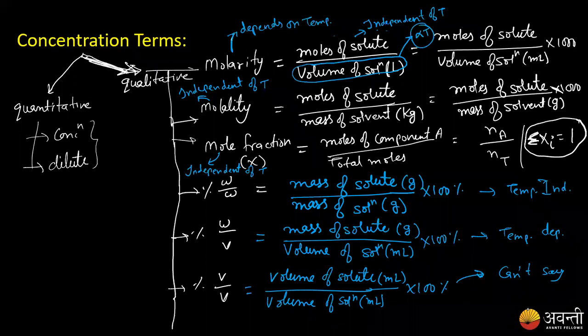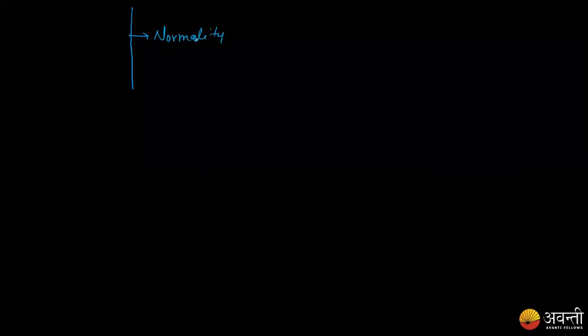So are you guys clear on these many concentration terms? Yes or no, guys? Okay. There are two more concentration terms remaining. The first one is normality, and the second one is ppm, parts per million.